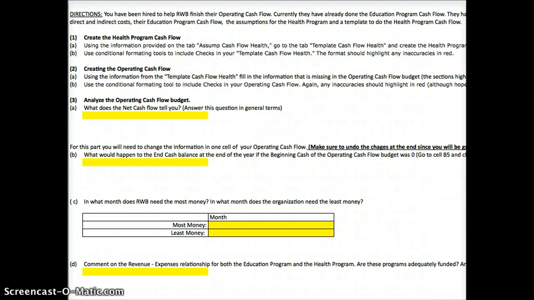The assignment also asks you to analyze the relationship between each program's revenues and expenses. Question 3D asks whether or not the program's costs are in control. In other words, how well the programs have managed their expenses and revenues.